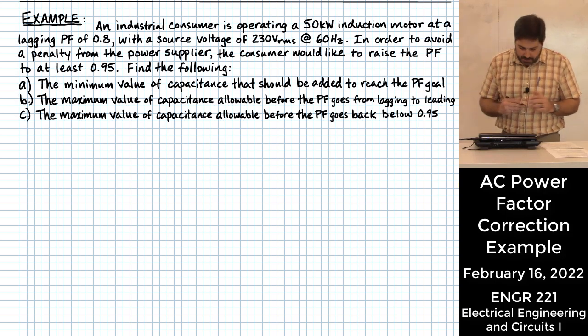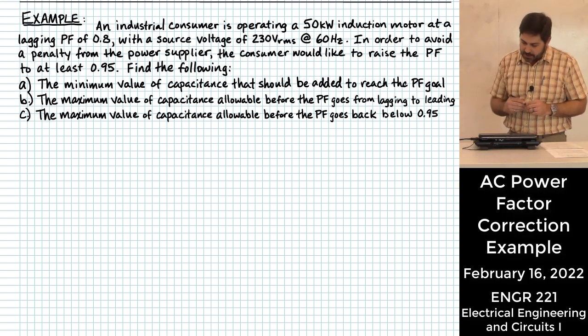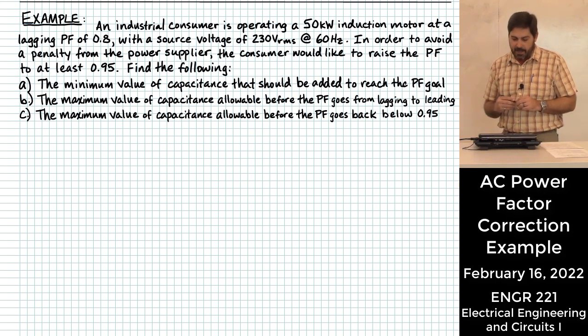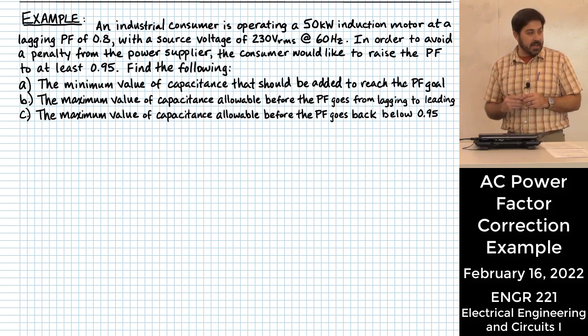All right, here's what it says. An industrial consumer is operating a 50 kilowatt induction motor at a lagging power factor of 0.8 with a source voltage of 230 volts RMS at 60 hertz.